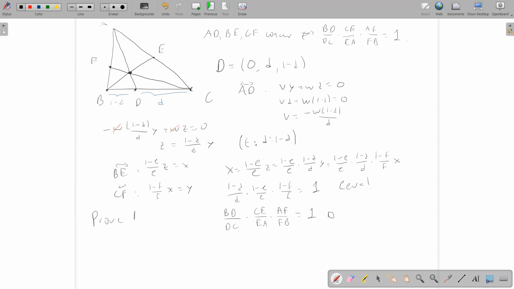Similarly, you can prove Menelaus using this. Any questions thus far?